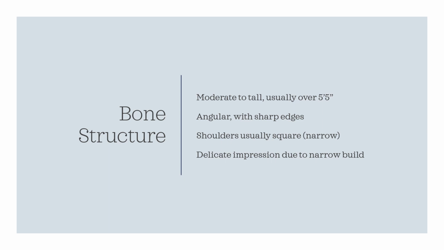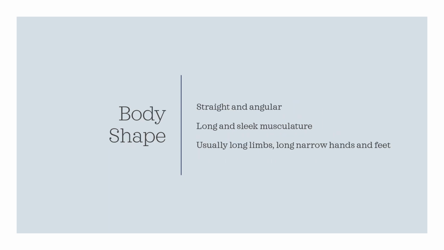She has an angular bone structure with sharp edges, and she usually has quite square, narrow shoulders. Generally, her bone structure tends to be quite narrow, which maybe gives a delicate impression. Her body shape is described as straight and angular. She perhaps has long and sleek musculature. She usually has long limbs, and long, narrow hands and feet.